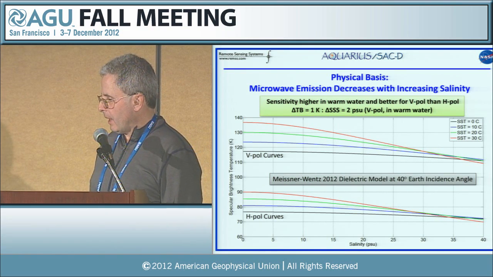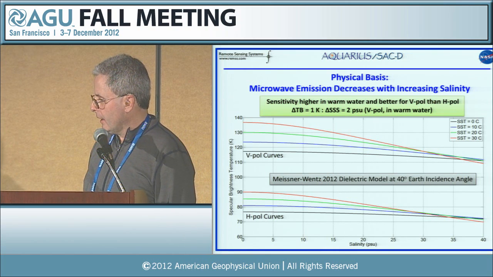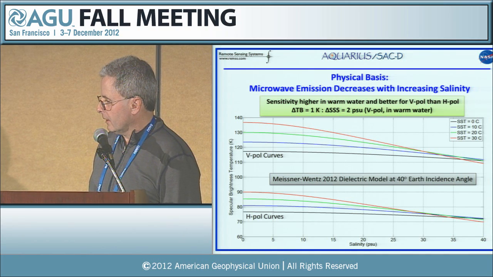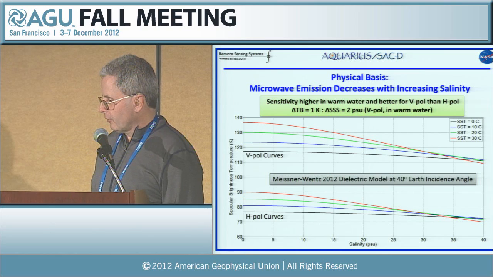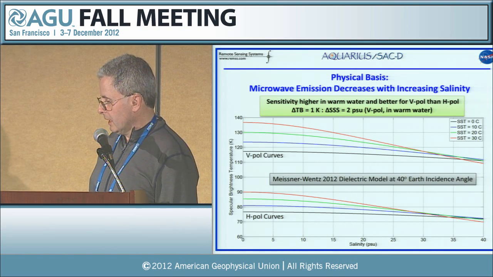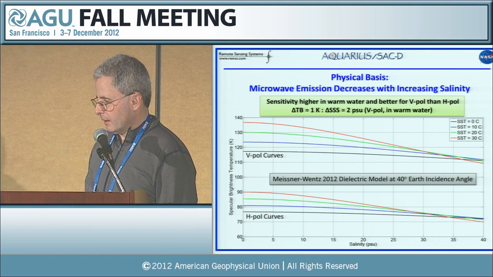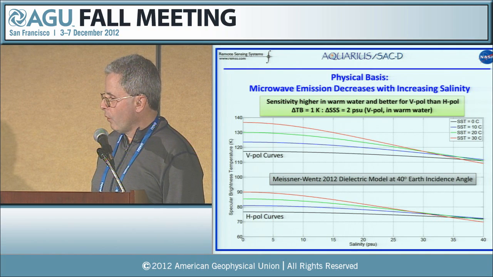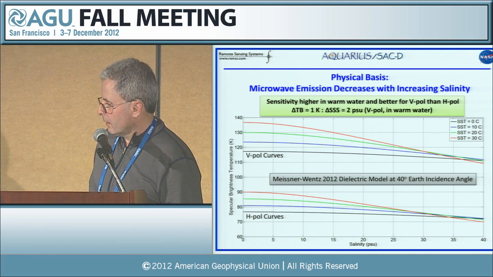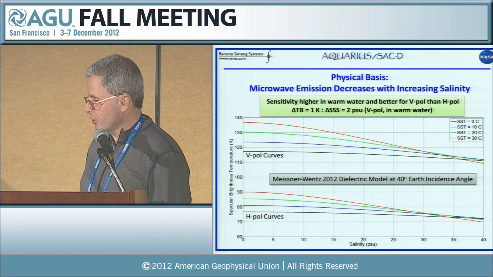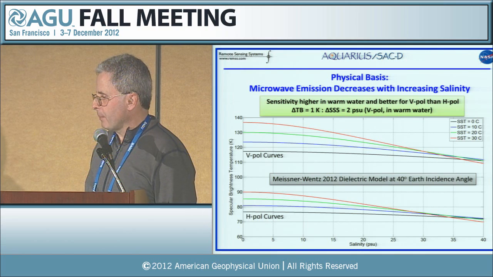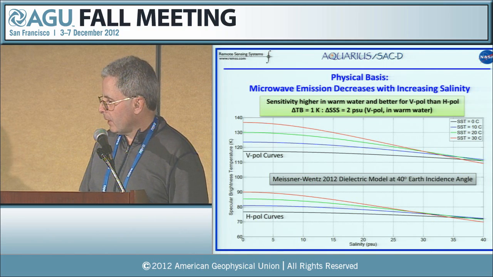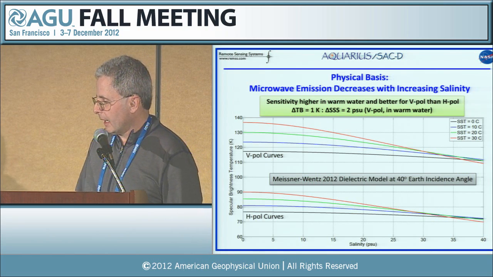We have used here the Meissner-Wendt dielectric model, and it stratifies the dependence as a function of sea surface temperature. What you see is, first of all, you get good sensitivity in warm water, whereas in cold water the curves flatten out and you lose sensitivity. And you also see that the V-pole is more sensitive than the H-pole. About 1K brightness temperature difference translates into about 2 PSU salinity. So it gives you a rough idea in warm water. In cold water, again, you're losing sensitivity.